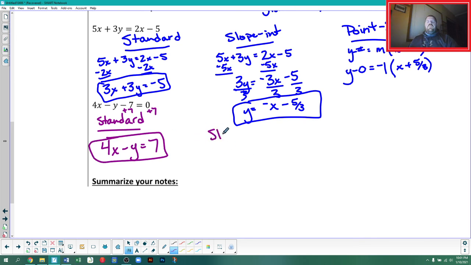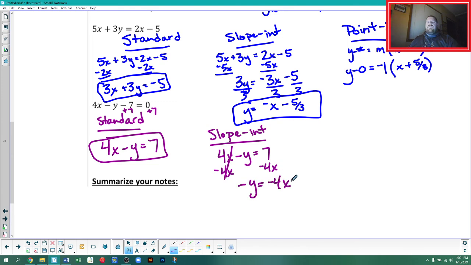Okay. For slope-intercept form, I'm going to take the one that I already had. It is easier. I'm going to use this. And I'm going to move the 4x over. I do want to get y by itself. Oops, that's a -4. So -4x. And again, I'm going to slide that in the front there. So those cancel. I have -y equals -4x plus 7.